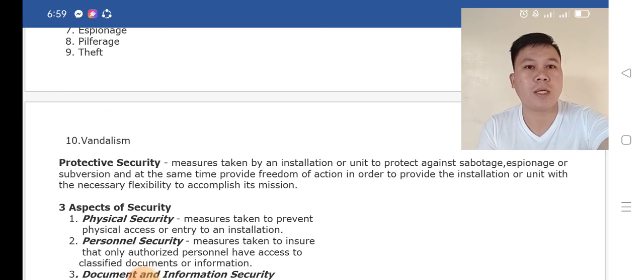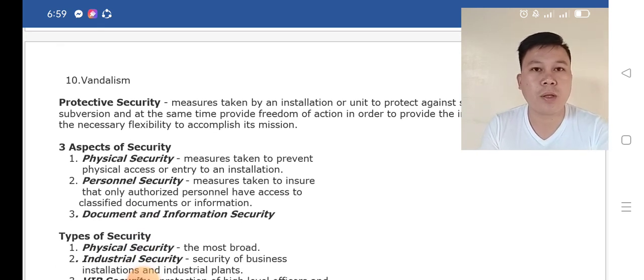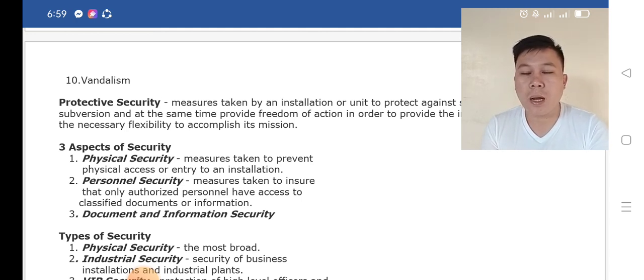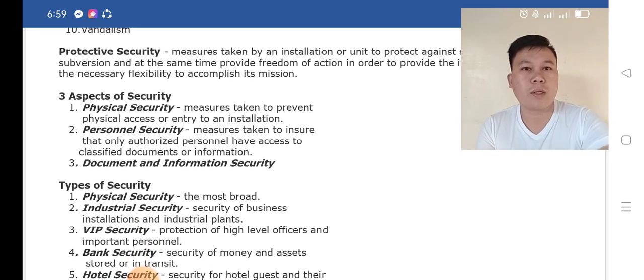3 aspects of security. Meron tayong physical security, kung saan pinaprevent yung physical access na entry sa isang installation. Personal security, kung saan tinitingnan na lahat ng papasok is authorized sa isang classified matters. Number 3 is documents and information security, because kapag halimbawa yung mga top security natin, so kapag nalaman ng mga kalaban halimbawa sa isang company, o kaya naman sa isang states to state, so pwede nila magamit against you or against your personnel.